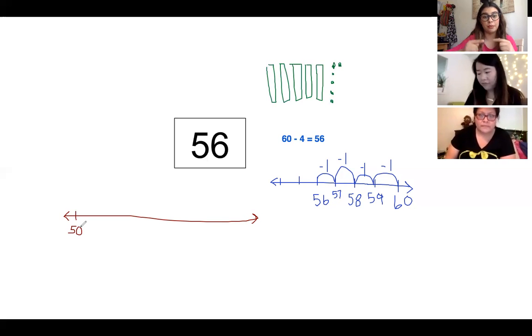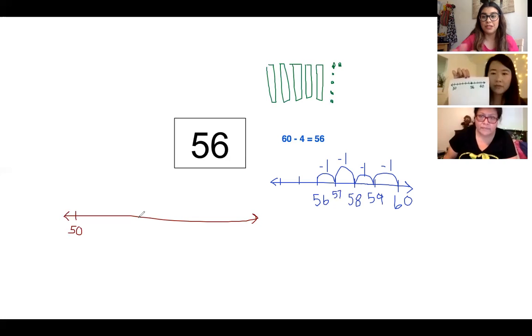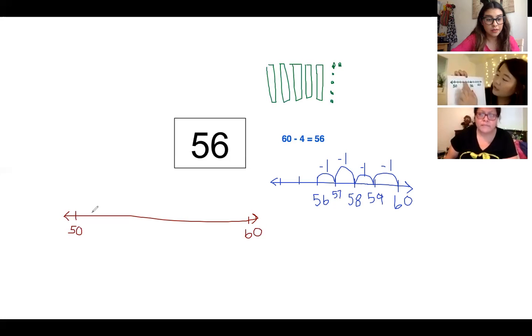So you really need to think about your values and where they go. If they're a number that's smaller, you have to compare the values. So you had 50 and 60 and you knew that 56 would be somewhere in the middle of those two numbers. Yeah. And then I just counted the tally marks. So there's 50, 51, 2, 3, 4, 5, and then 56, 57, 58, 59, 60.